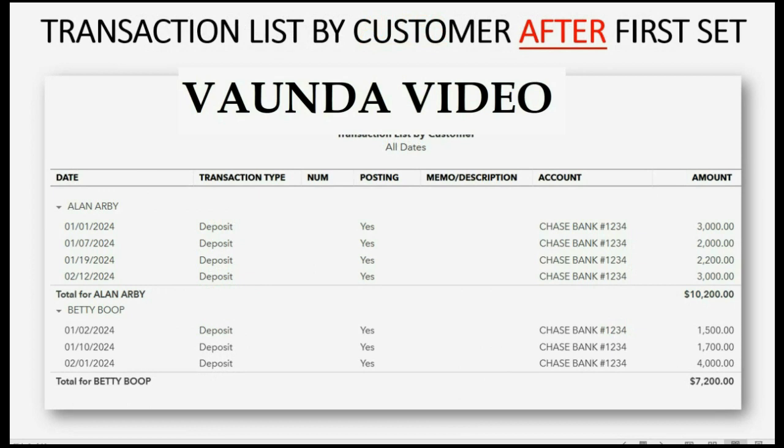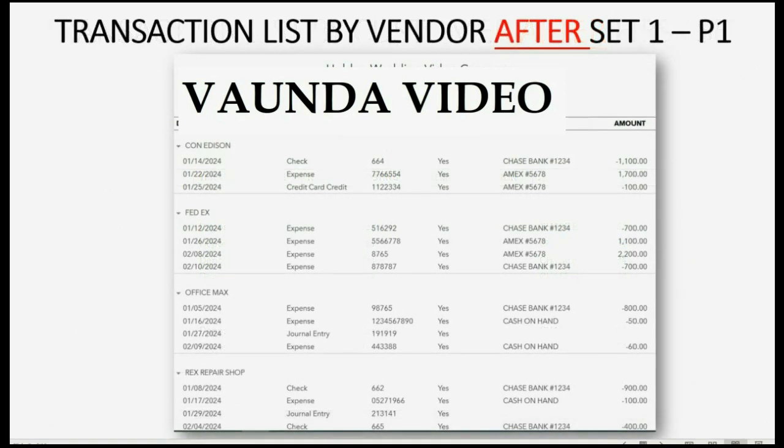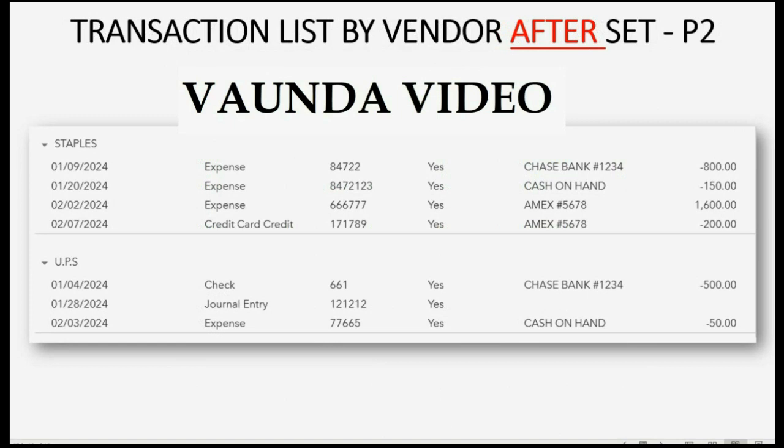And of course, it helps to see the transaction list by customer after the first set, so you can compare yours to mine to see if you need to make any changes. And of course, you should also compare your transaction list by vendor to my transaction list by vendor. And of course, I cannot fit the whole thing on one screen. So let's pause the video if you want to compare this to yours. And the second page of the transaction list by vendor is shown here. You can pause again if you want to make sure that it's all the same.